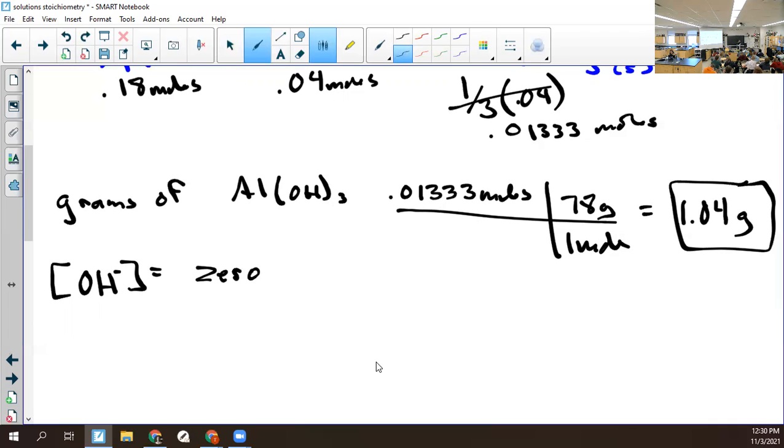Okay, so it's not in the solution anymore. Does that mean it's gone? No, it's in the precipitate. It's locked into the solid now. So OH is still there. It's just not floating around in the liquid anymore. It's at the bottom.